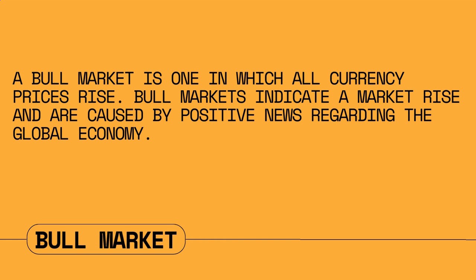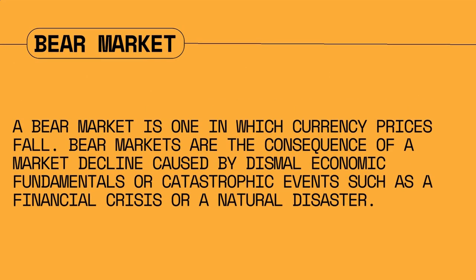Bull market. A bull market is one in which all currency prices rise. Bull markets indicate a market rise and are caused by positive news regarding the global economy. Bear market. A bear market is one in which currency prices fall. Bear markets are the consequence of a market decline caused by dismal economic fundamentals or catastrophic events such as a financial crisis or a natural disaster.